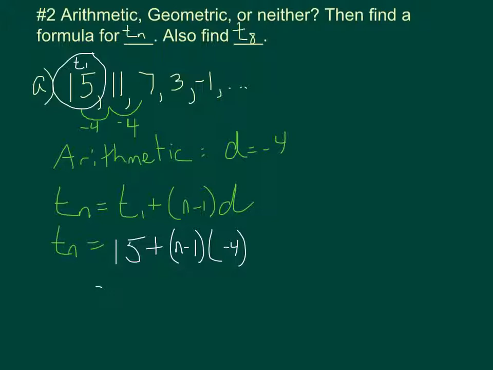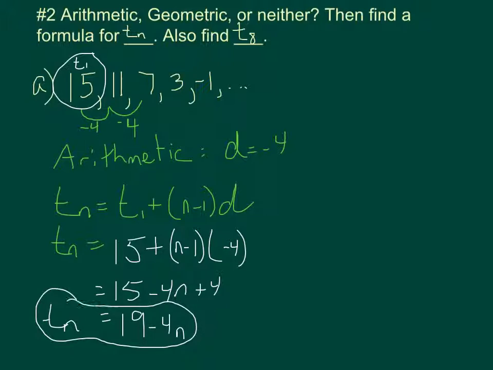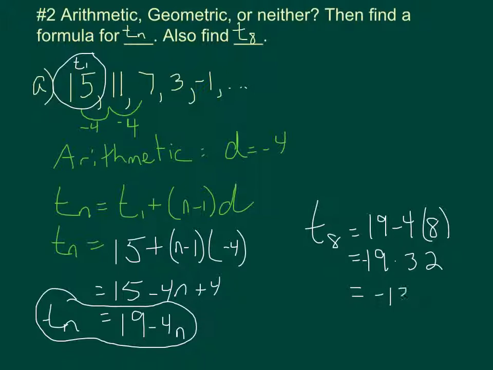Technically, this is done, but I'd like for you to go ahead and clean it up a little bit by distributing the 4. So it's -4n plus 4. The answer for Tn, your formula, is 19 minus 4n. That formula will give you whatever term you'd like to find. Let's suppose you want the 8th term. Well, it'd be 19 minus 4 times 8, and 19 minus 32 is -13. That would be the 8th term.